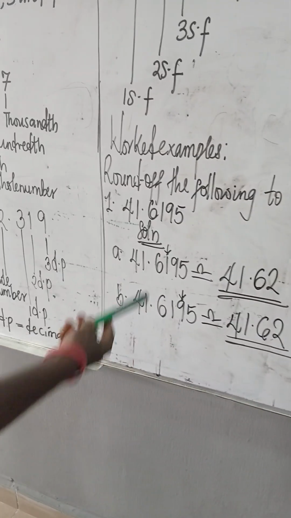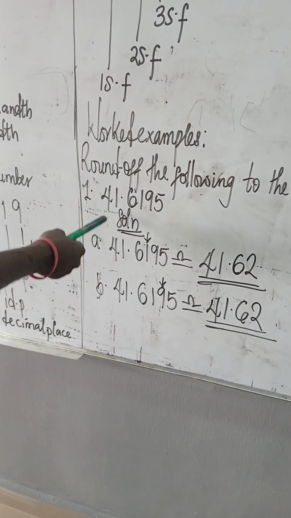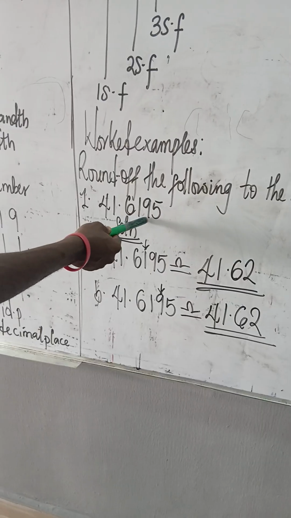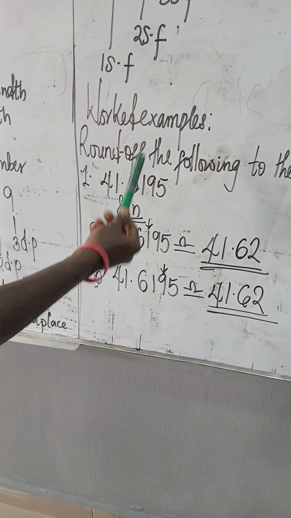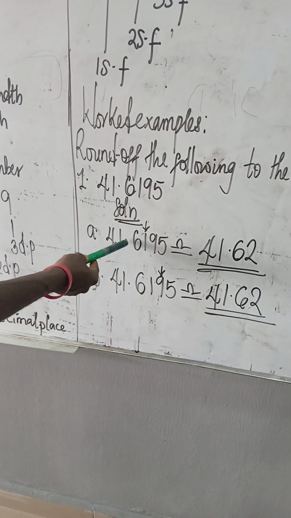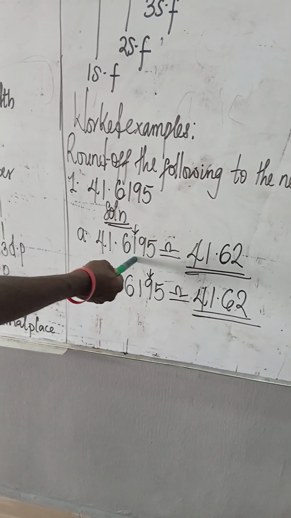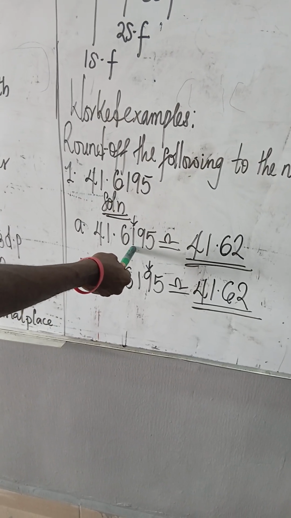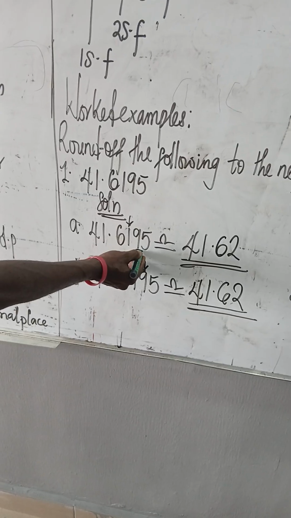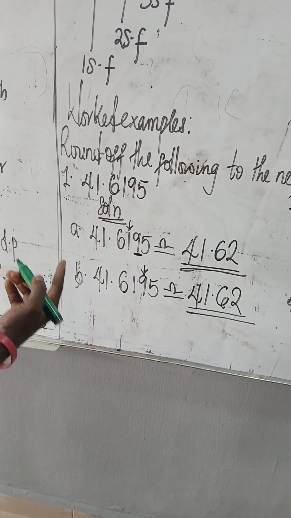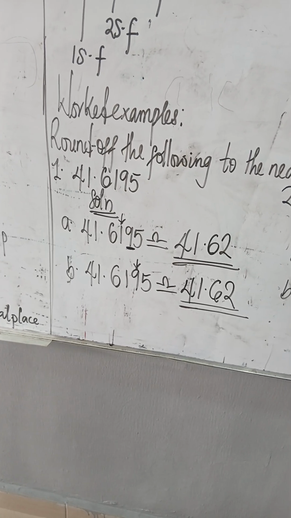Now look at the first value we have here, 41.6195. Okay, so we are rounding it off to the nearest 2 decimal places. We locate 2 decimal places, the second value after the decimal point. We look at the value close to it, which is 9. It is a round up number.